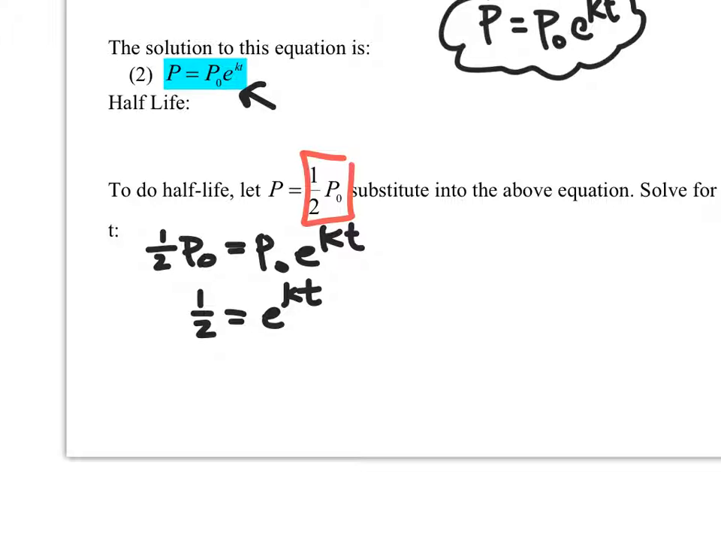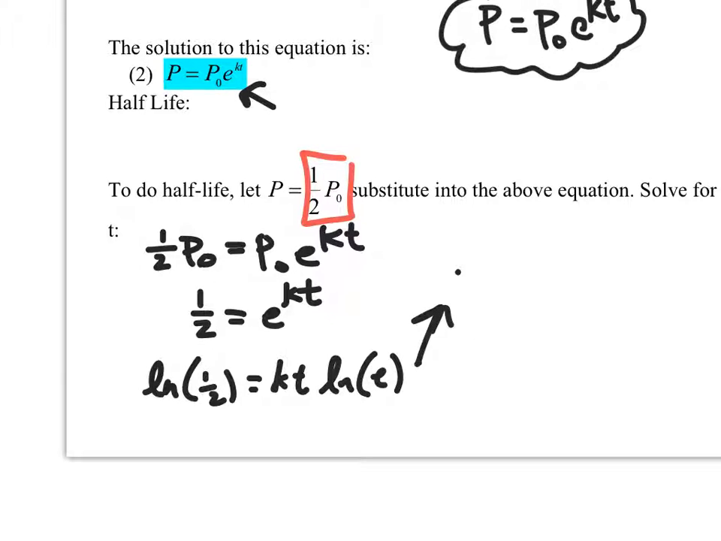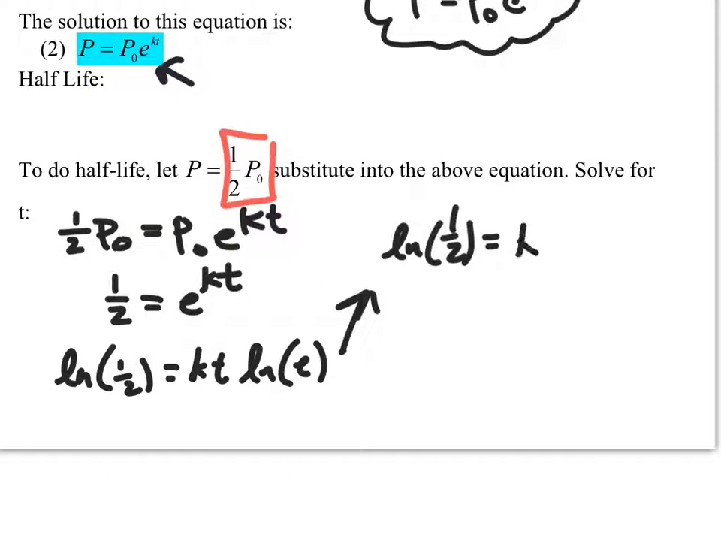Then I would take the natural log of both sides. When you take the natural log of the right side, it allows you to bring that kt down in front using properties of logarithms. And the natural log of e is 1. Therefore, we get the natural log of 1/2 is equal to k times t. Okay, therefore, t would be equal to the natural log of 1/2 over k.